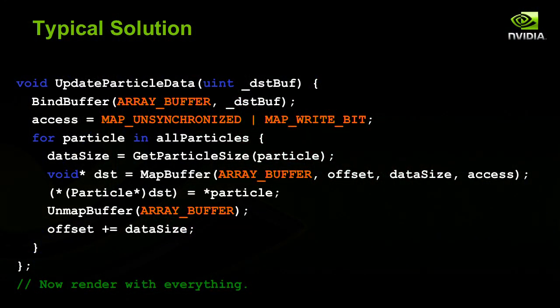So a typical, very simplified solution to this a lot of times looks like this. The code says, oh, I'm gonna bind an array buffer, I need to do an unsynchronized map, and I just want to write the data, I'm not interested in reading. They figure out maybe what the particle size is. They do a map buffer with these access flags. They set the particle data, and then they unmap, and then they add their offset. And then eventually, you're done doing all your updates, and you render it. This is a little egregious, because usually people will do clusters of particles at a time, or spans of particles. But in the limit, it winds up being one at a time.